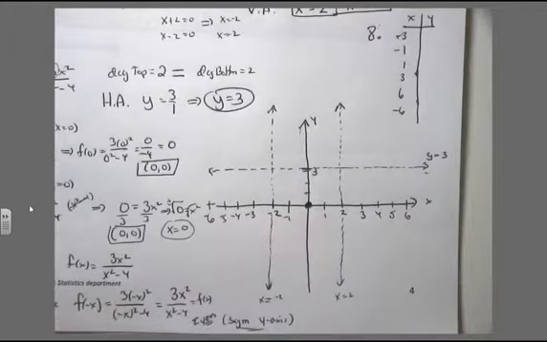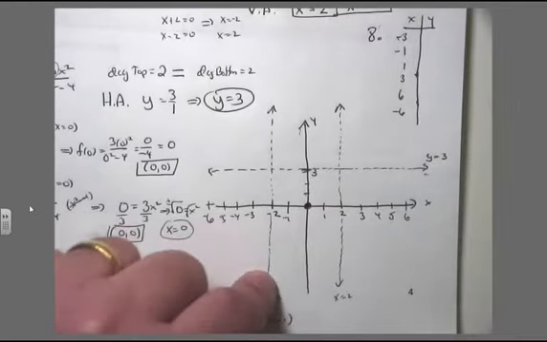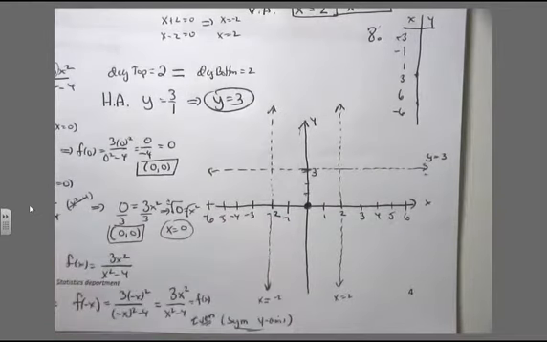One point always on either side of a vertical asymptote, because you can't cross a vertical asymptote. So you gotta know what direction you're going. Is it gonna blow up or is it gonna blow down?